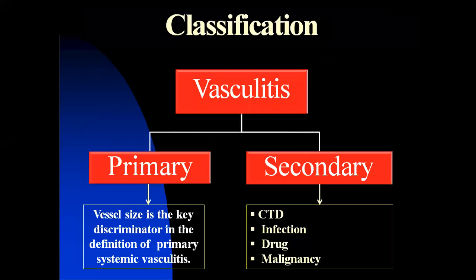Now, the most important part is the classification of vasculitis. Vasculitis can be of two types, primary and secondary. In primary, the vessel size is the key discriminant in the definition of primary systemic vasculitis. That is, primary means the primary cause of vasculitis is directly associated with the vessels. So it is termed primary vasculitis.